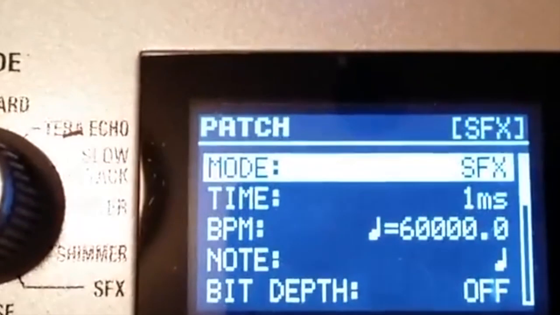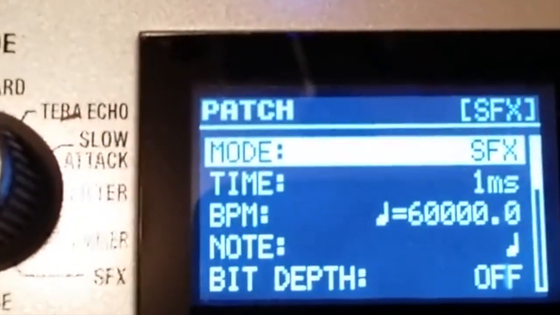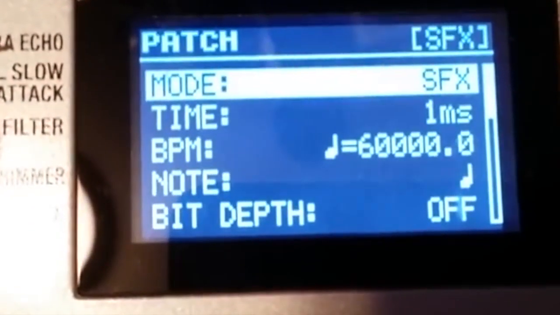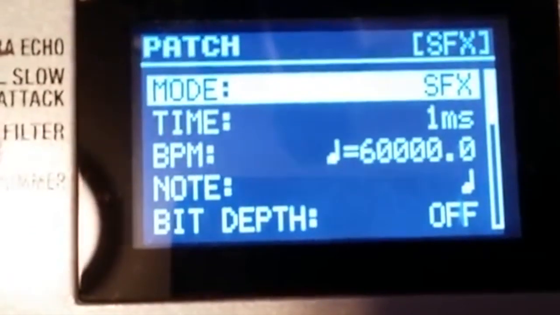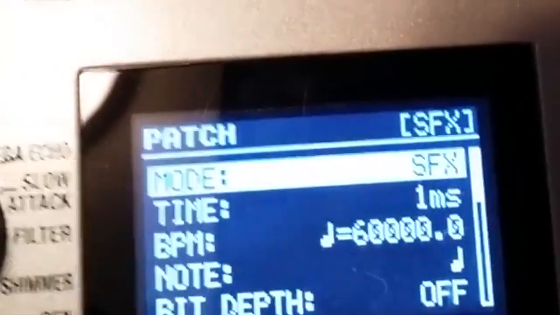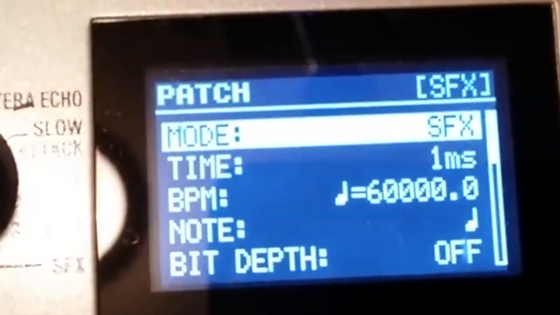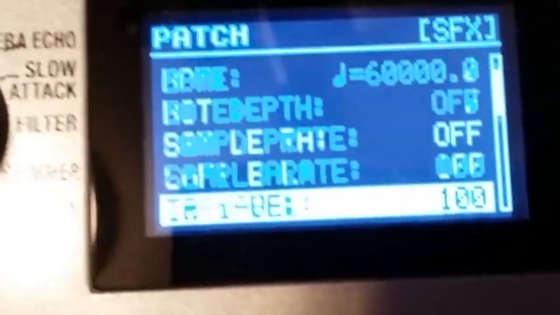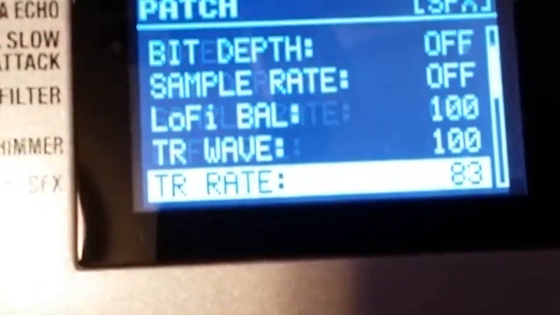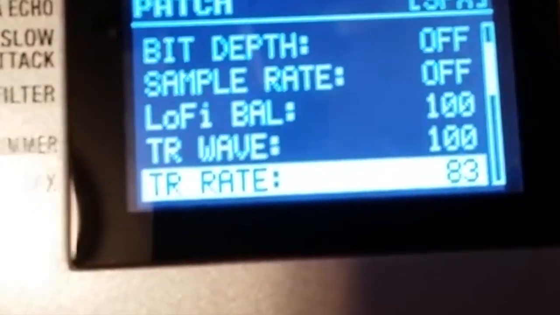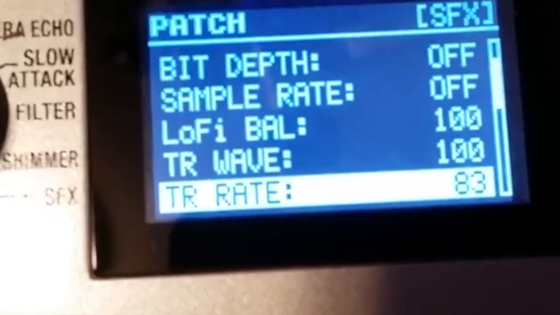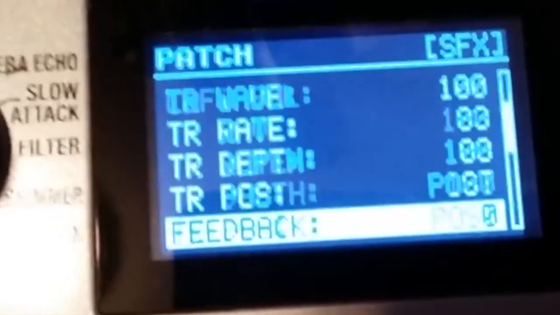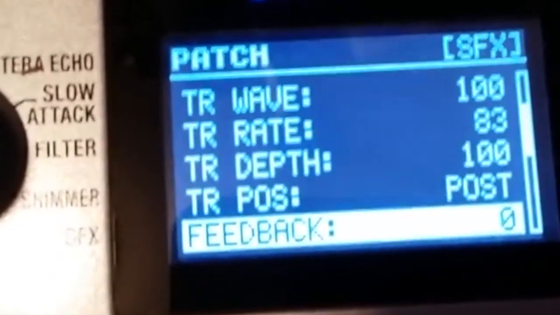Some important things to note about the settings: we are on the sound effects mode, got the time all the way down to 1 millisecond. I don't believe the note really matters. Turn the bit depth off and the sample rate off. Then the wave, I guess that means triangle wave, is all the way up. I want it choppy for this particular song. And then the rate's at 83 for this example. We'll go back to other examples here in a second.